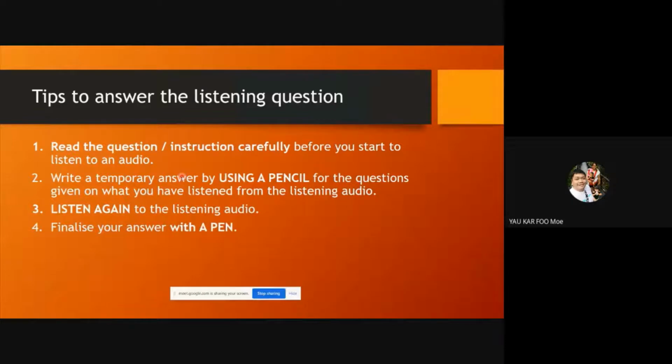And don't forget, this is why I asked you to use a pencil to write your temporary answer, because you have to finalize your answer with a pen. Finalize means tuliskan jawapan muktamad. Okay, muktamad pada soalan yang diberikan itu, for the question given, by using a pen.